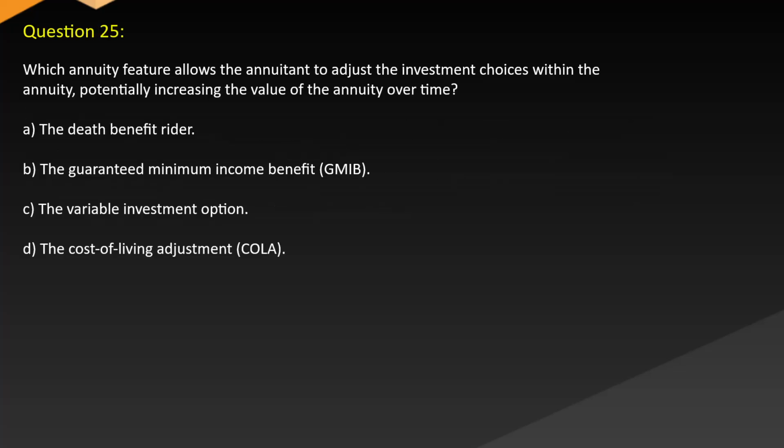Question 25. Which annuity feature allows the annuitant to adjust the investment choices within the annuity, potentially increasing the value of the annuity over time? A. The death benefit rider. B. The guaranteed minimum income benefit, GMIB. C. The variable investment option. D. The cost of living adjustment, COLA.